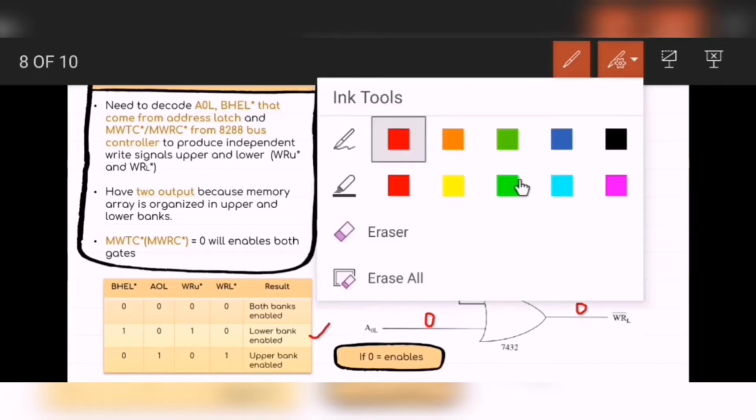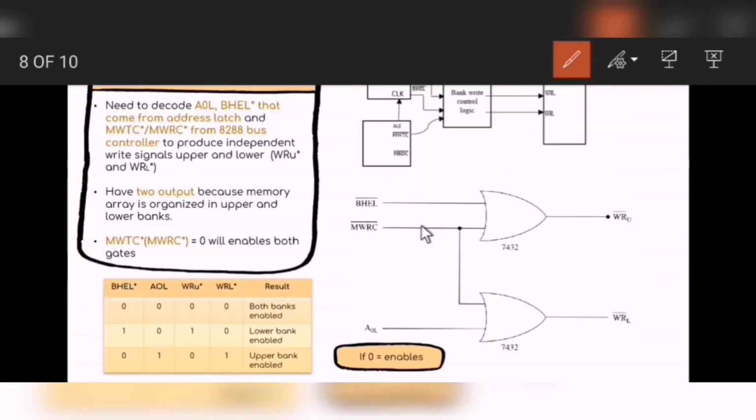So the last one is when BHEL bar is set to 0, A0L is 1, WRU bar is 0, and WRL bar is 1. The result is upper bank enabled.